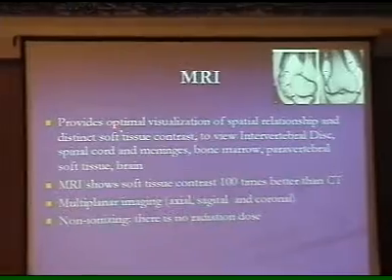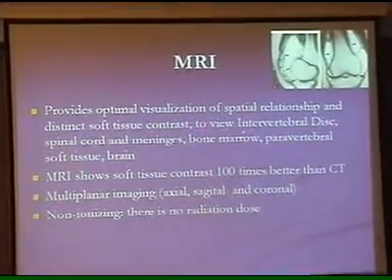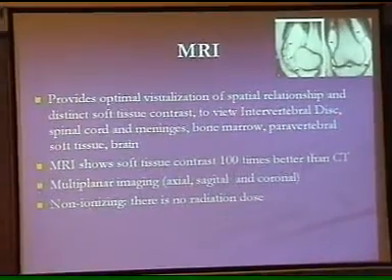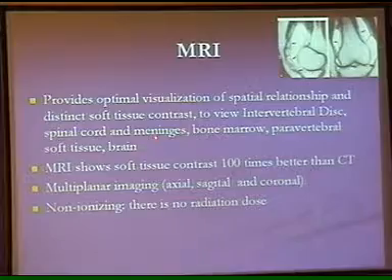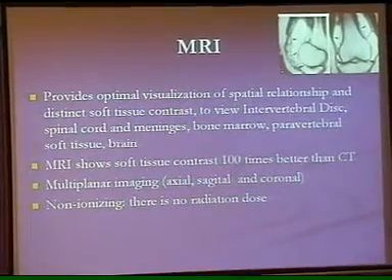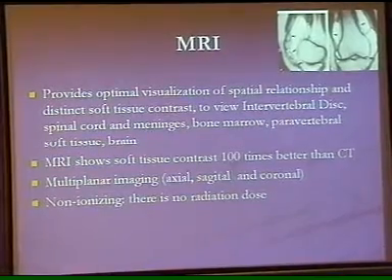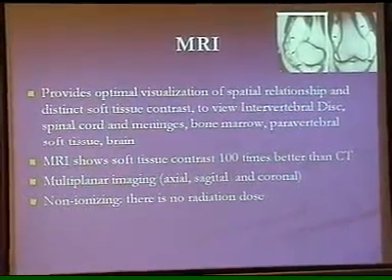Finally, the MRI provides optimal visualization of spatial relationships and distinct soft tissue contrast to view the intervertebral disc space. 100%, it is the gold standard, state of the art. For the spinal cord and meninges, nothing is more helpful than MRI, much better than CT or anything else. Bone marrow, perivertebral soft tissues, for any of the soft tissues, it is very helpful.